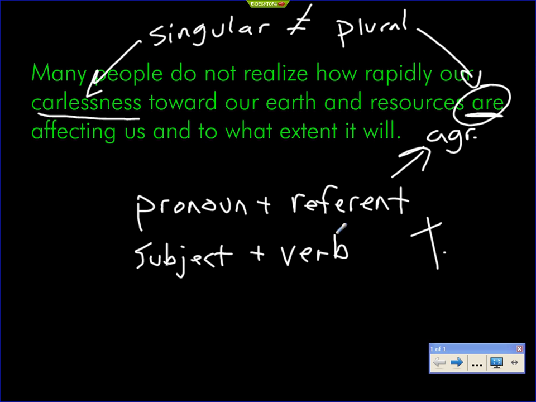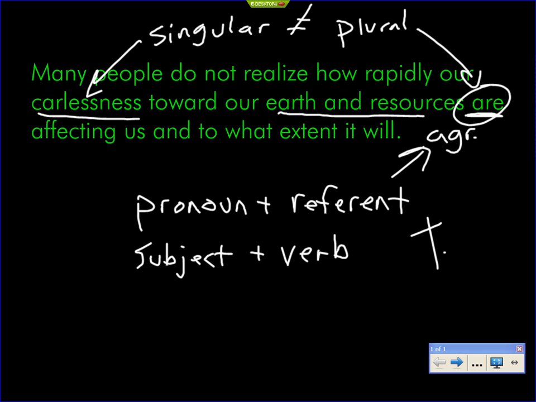Kim? Let's see. I don't think she thought that people... that's a good guess, but it's on the other side of carelessness. Zoe? Earth and resources. Look, we have a conjunction. And Claire, because the conjunction was right next to the verb, you took the conjunction as plural, you made the verb plural also. But Caitlin's correct that the actual subject is carelessness.